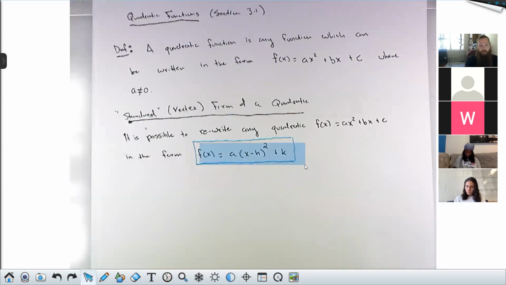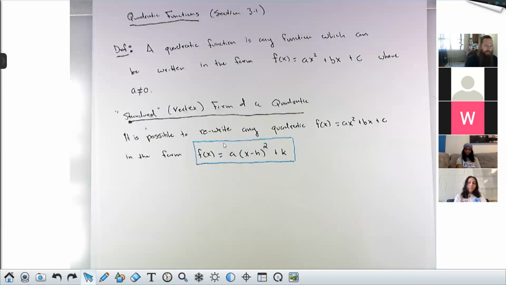One of the reasons it's so nice to write a quadratic in this form is because you can see this as a transformation of x squared, right? If you compare this to just good old-fashioned y equals x squared, x squared is the parent function. So what are we doing? We're translating, shifting horizontally by h units. If h is positive, that means you're shifting to the right. And then you're shifting up by k units if k is positive. If k is negative, you're going down. And there's also this vertical scaling factor here, a.